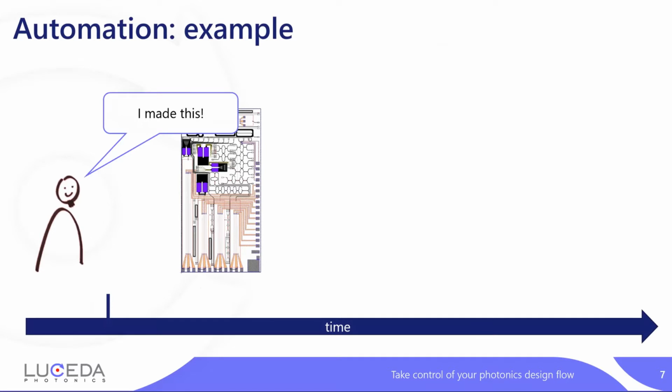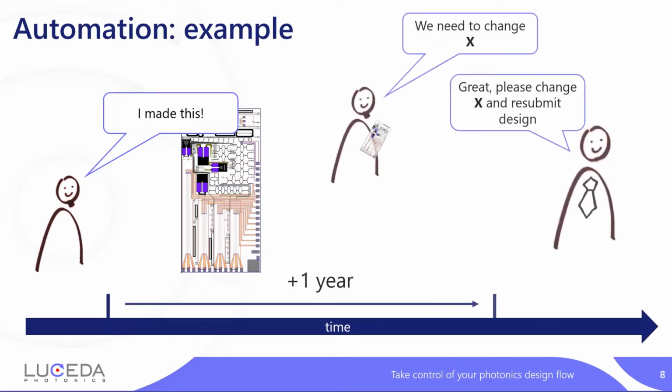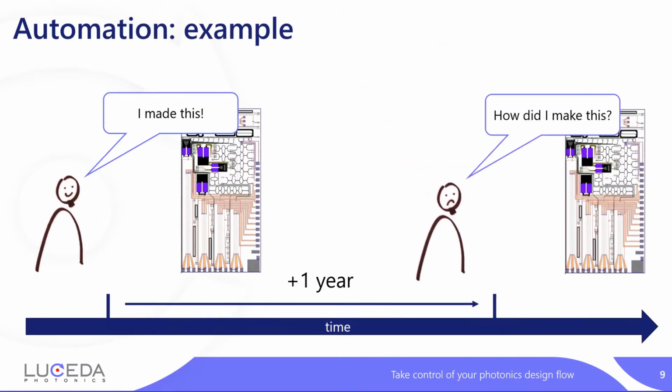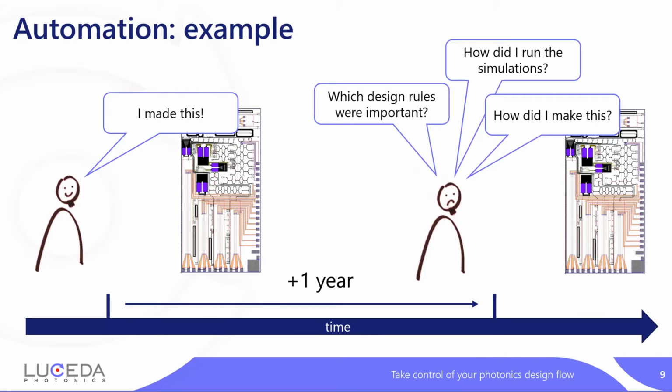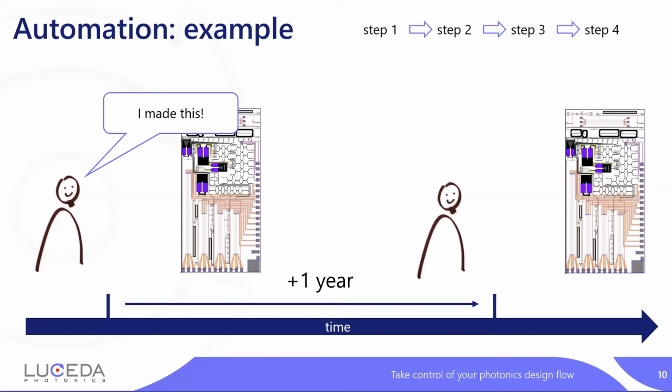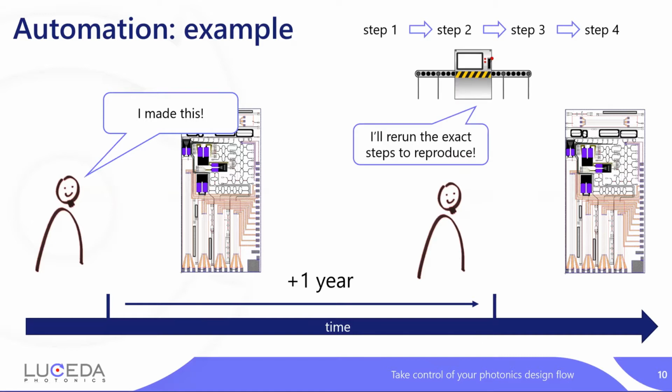Just a small example of what I mean with automation. Imagine that you've made a certain demonstrator chip, and 1 year later you have measured the device, you need to change X, and your manager says, no problem, redesign. But then you may ask yourself, it's 1 year later, how did I make this 1 year ago? How did I run the simulations? Or which design rules were important for this specific foundry? It might be a while ago and you might not remember everything very well. Now, if you have a very clearly documented flow, which is automated, and you have reproducible steps towards building this chip, you can significantly reduce the effort to make the chip.